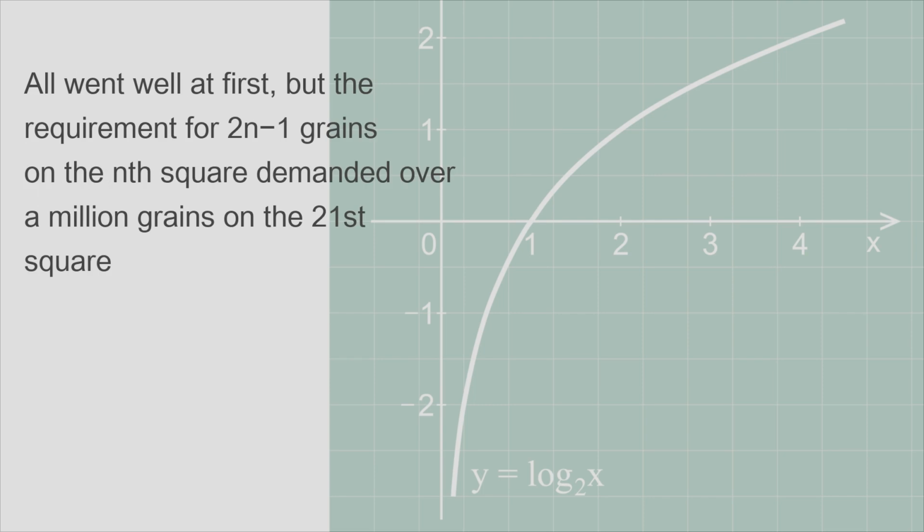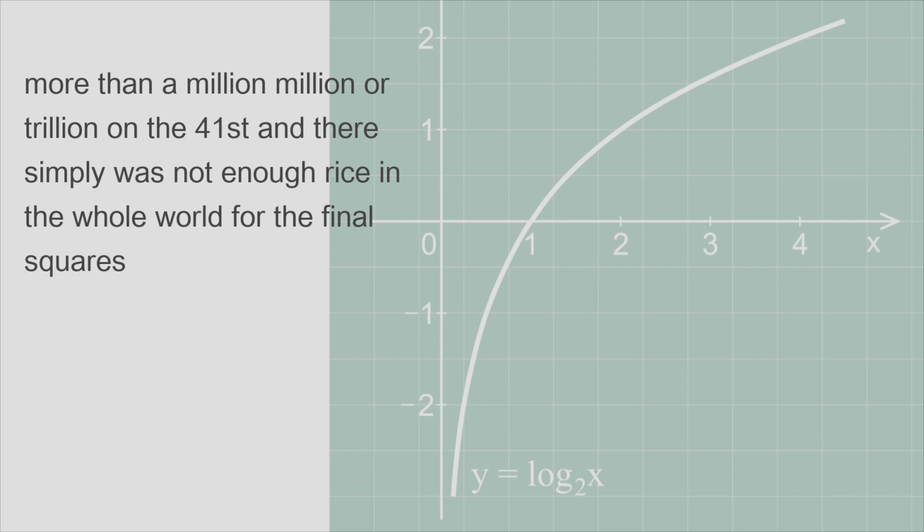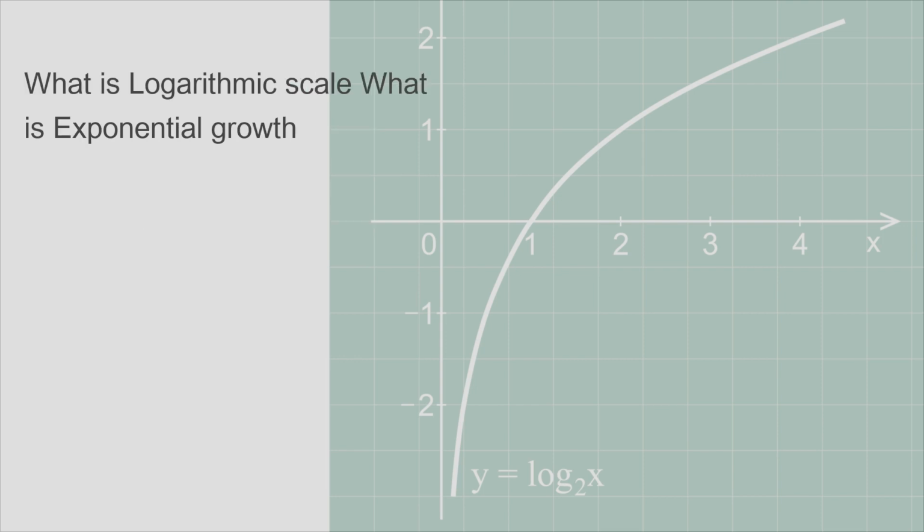All went well at first, but the requirement for 2 to the power n minus 1 grains on the nth square demanded over 1,000,000 grains on the 21st square. More than 1,000,000 million, or a trillion, on the 41st, and there simply was not enough rice in the whole world for the final squares. What is logarithmic scale? What is exponential growth?